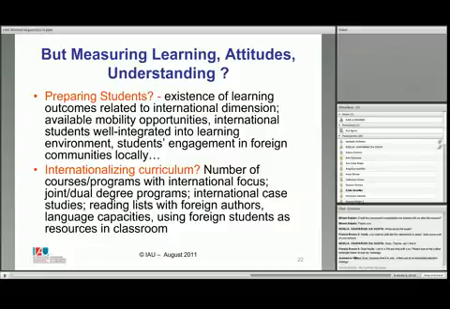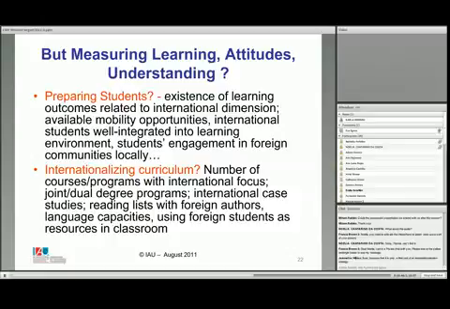We can look at available mobility opportunities, obviously, but also at how international students are integrated, how they're used in the classroom. Are they turned to as resources? Are they expected to share with their fellow local students some of their perspectives? Can our local students engage in communities with the city or with groups from other parts of the world that are in our cities, in our regions?